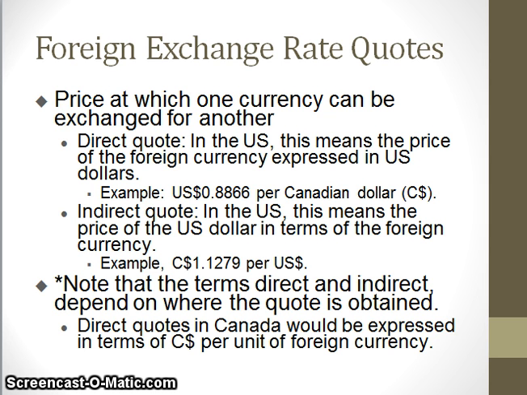Foreign exchange rate quotes: the price at which a currency can be exchanged for another. Direct quote, in the U.S., means the price of foreign currency expressed in U.S. dollars. Example, U.S. dollars 0.8866 per Canadian dollar. Indirect quote, in the U.S., means the price of the U.S. dollar in terms of the foreign currency. Example, 1.1279 per US dollar. Note that the terms direct and indirect depend on where the quote is obtained. Direct quotes in Canada would be expressed in terms of $C per unit of foreign currency.